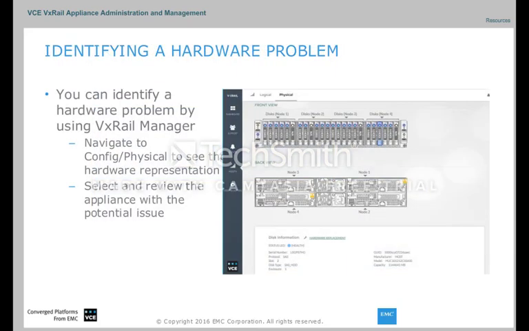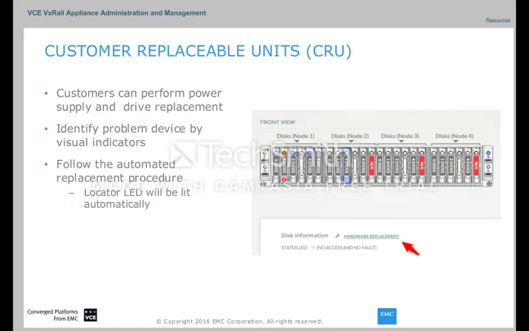You can identify a hardware problem by using VXRail Manager. Simply navigate to the Health Physical tabs to see the hardware representation, then select and review the appliance with the potential issue. A CRU is a service part that can be removed and replaced by the customer. The goal is to allow customers to become self-sufficient with self-managing of their infrastructure. Customers will be able to perform power supply and drive replacement procedures.